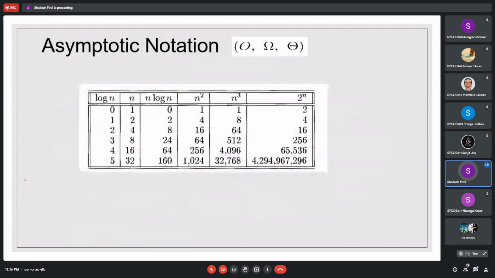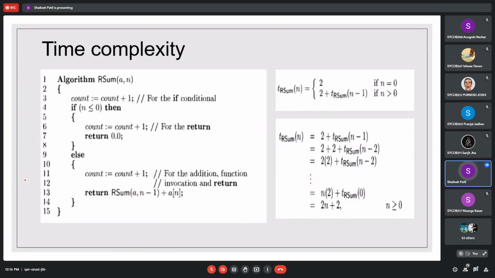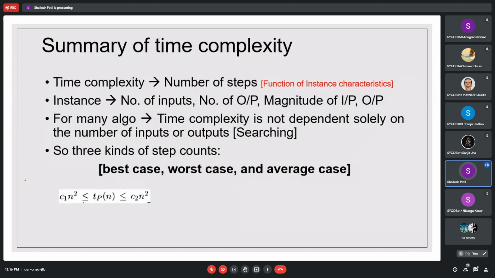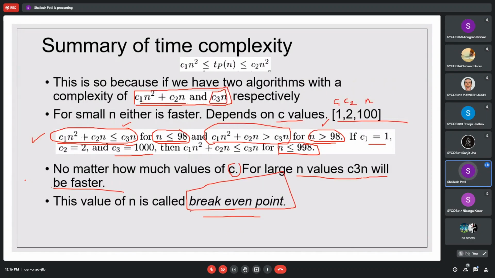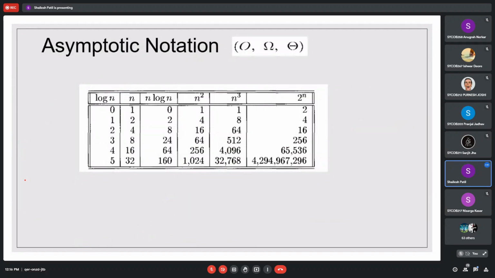Any doubt in this? Why have we gone through this assignment? How can we calculate all these time complexities for any algorithm which is given to you? What is best case, worst case, average case? What is break even point? I will check this point and elaborate again, along with these asymptotic notations. Is it clear now? Any doubt? No doubt, sir.